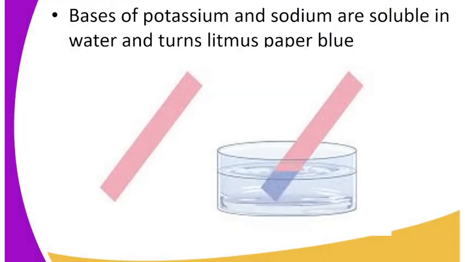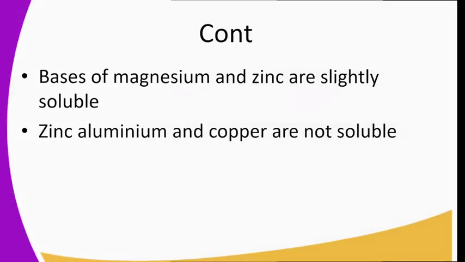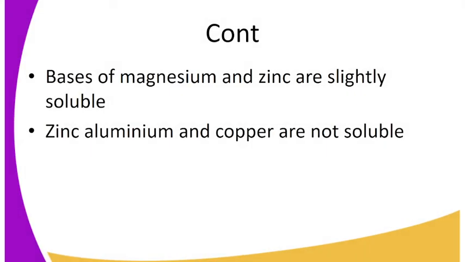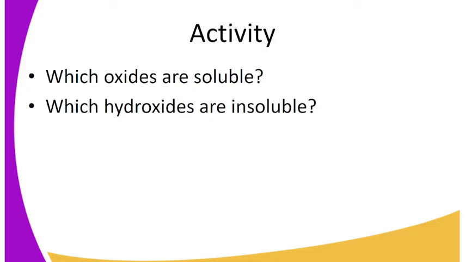The oxides of potassium and sodium are soluble in water to form a basic solution. That's why they turn red litmus paper blue. But the oxides of zinc, aluminium, and copper, since they are not soluble, have no effect on red litmus paper. The bases of magnesium and calcium are slightly soluble, while those of zinc, aluminium, and copper are not soluble. That is in summary, and that is the end of our lesson.